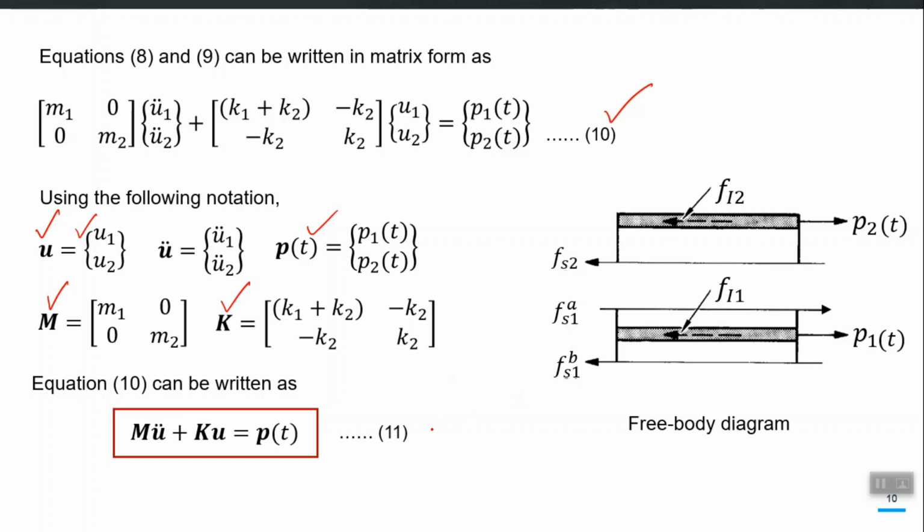So equation 11 is the same as equation 10, but in a different notation, right. Now M is a 2 by 2 matrix, K is a 2 by 2 matrix, P is a 2 by 1 vector, and U, U dot, and U double dot are 2 by 1 vectors, right. 2 is the degree of freedom.